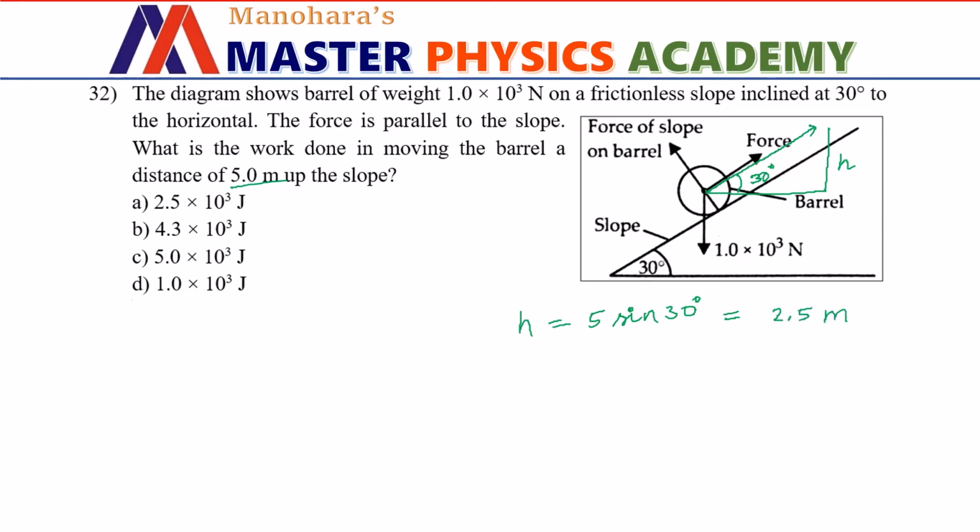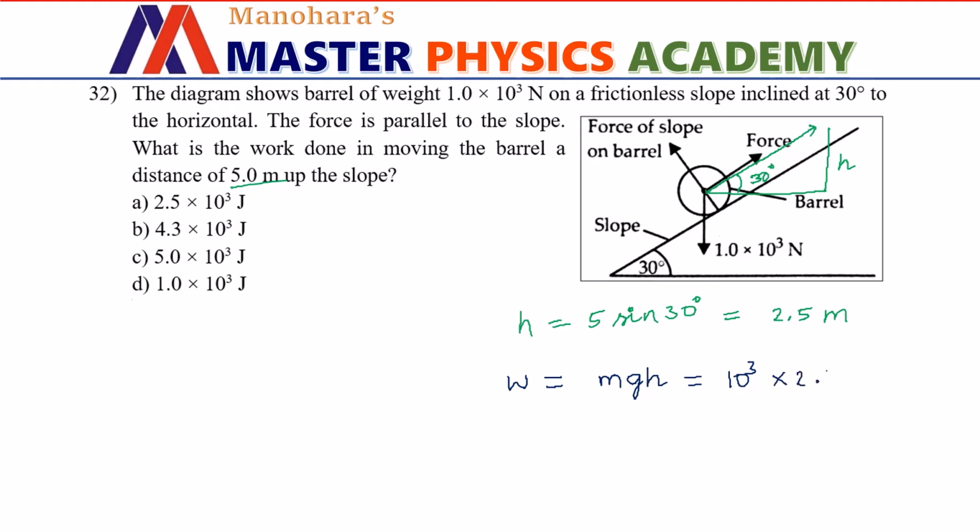That means the work we are doing is used to increase the potential energy of the body, which is going to be m times g times h. m is not given directly, but mg is given. So the weight is directly given, it is going to be 1 into 10 to the power 3, times height.